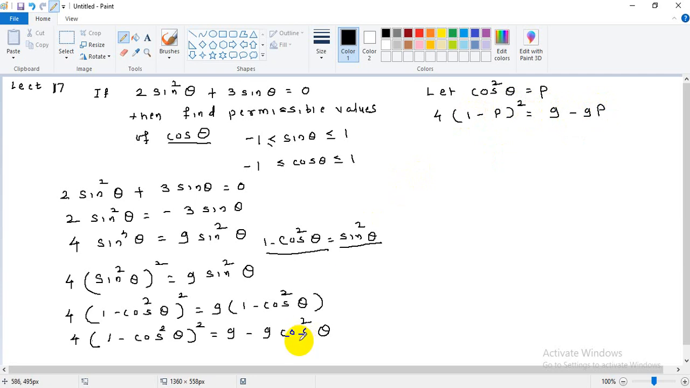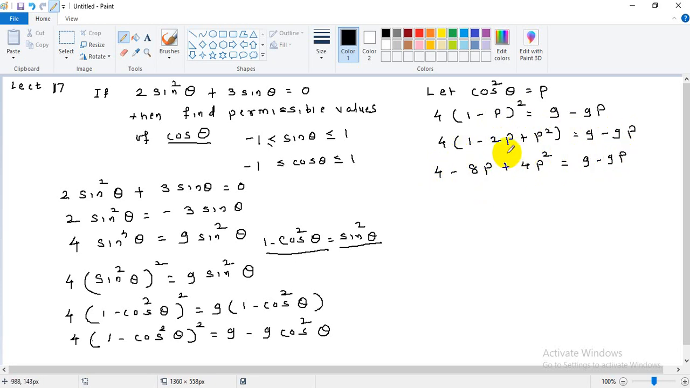Cos squared theta we are putting as p. So it will be 4 into bracket 1 minus p, bracket squared. You know, it is 1 minus 2p plus p squared, and it is equal to 9 minus 9p. So now it is 4 minus 8p plus 4p squared is equal to 9 minus 9p.